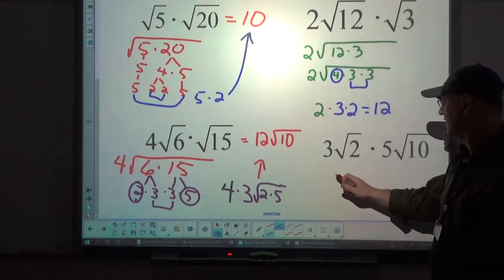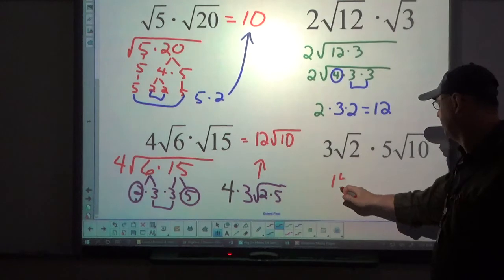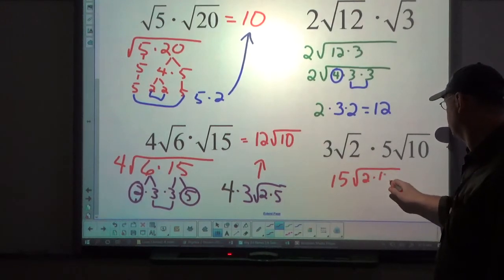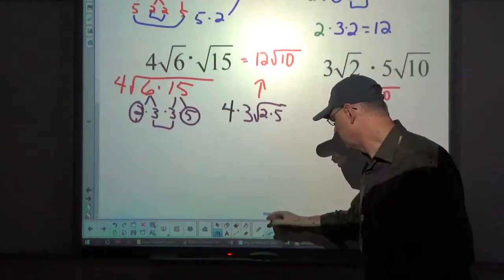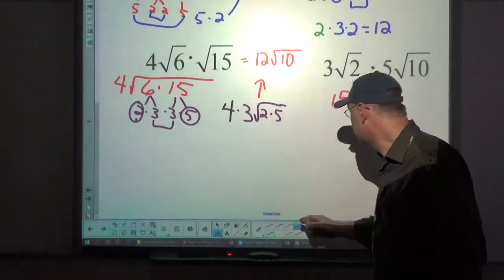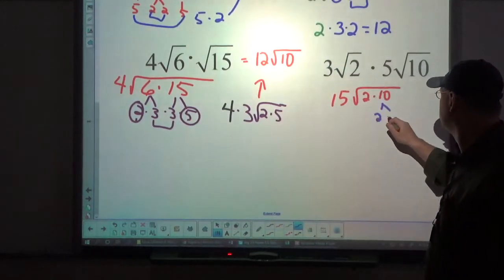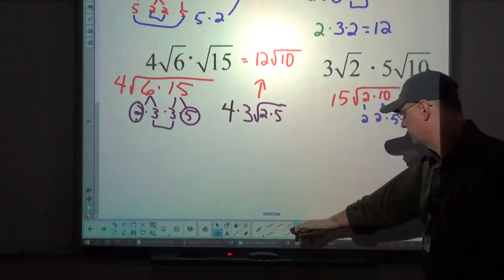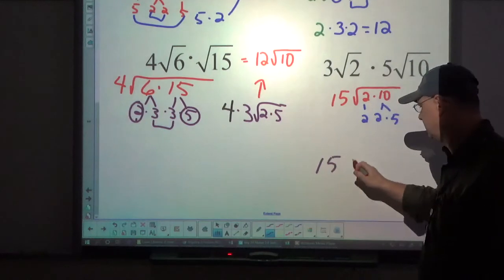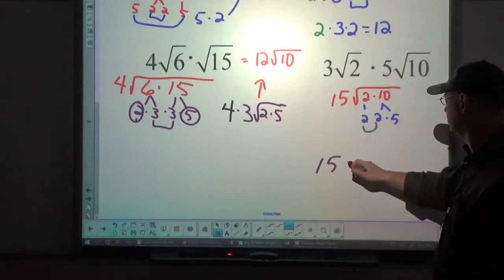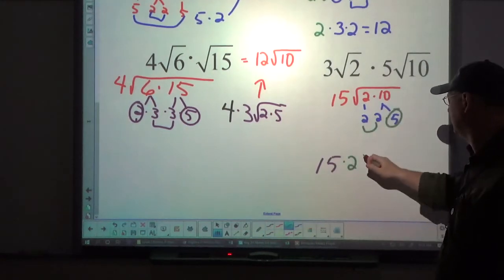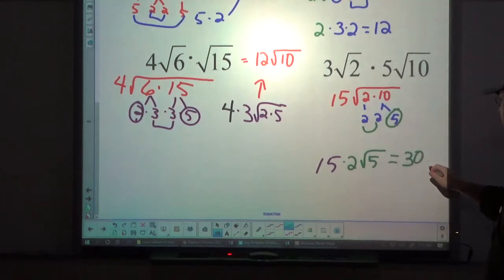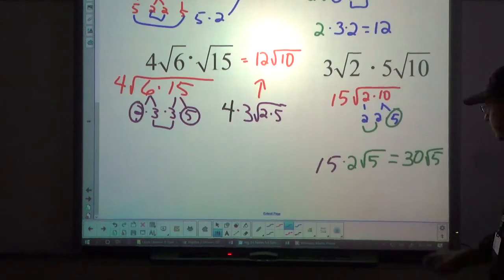Over here, I've got 3 times 5 is 15, square root 2 times 10. I've got, let's see, a 10 is 2 times 5, 2. So I've got my 15. I've got a pair of 2s times 2, and the 5 stays in. That would be 30 square root of 5.